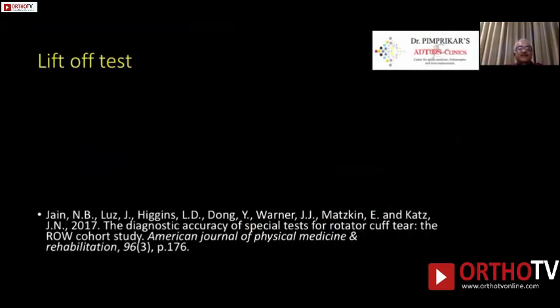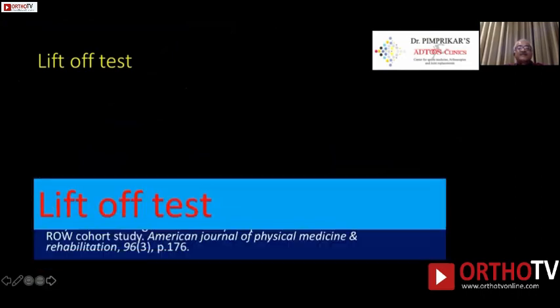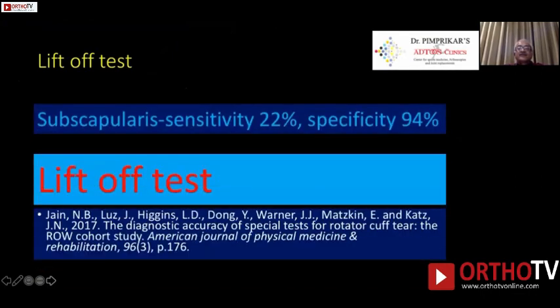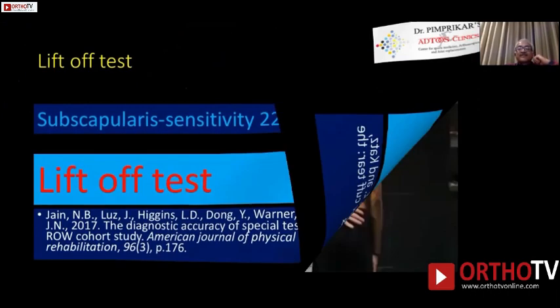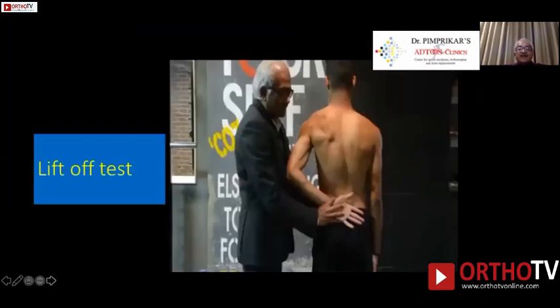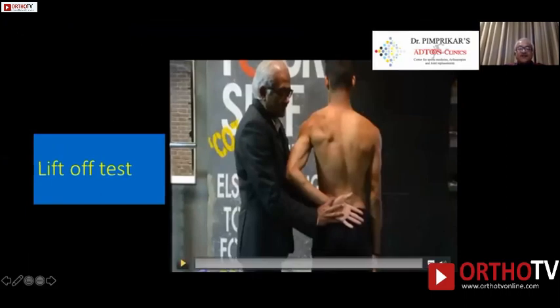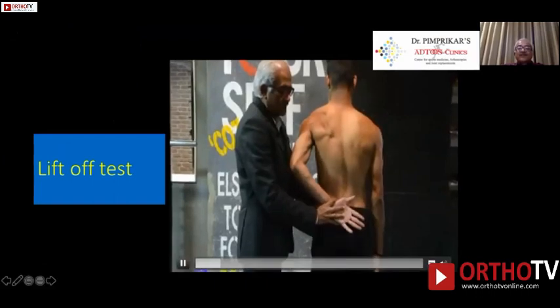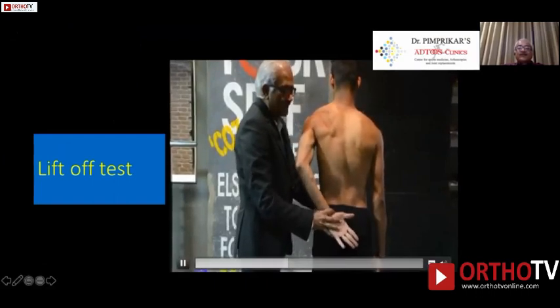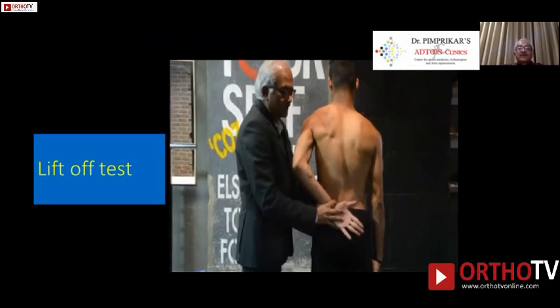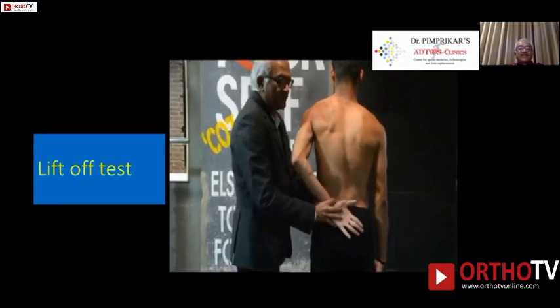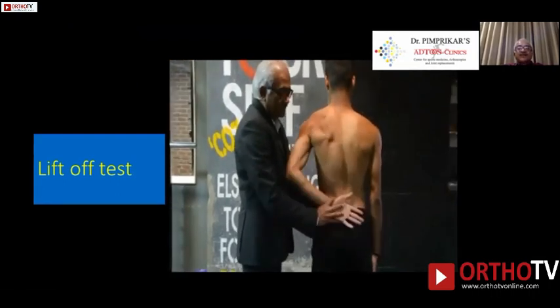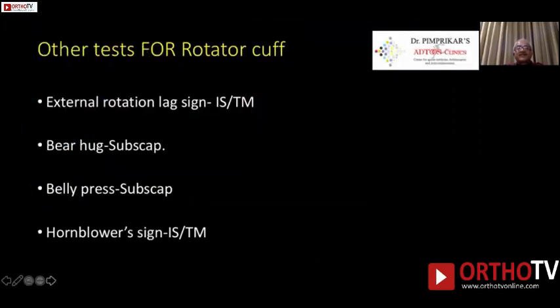Lift-off test is done for subscapularis and the sensitivity is 22% with 94% specificity. In standing position, the patient's hand is put at the back and the patient is asked to lift off the examiner's hand away from his own body. Weakness here or inability to do this or pain during this maneuver suggests that the test is positive and talks about a subscap tear.